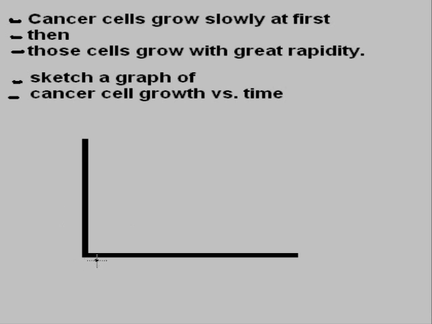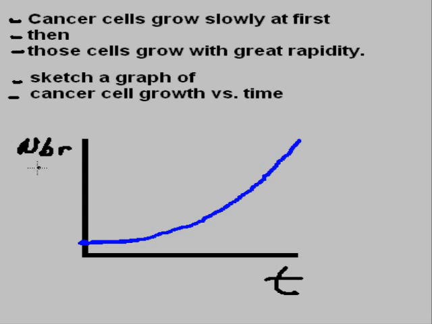Well, let's say there are some cancer cells to begin with, right here, and they grow slowly with time. They grow slowly, but then with time, their rate of growth increases with great rapidity. And it does so with time. And here would be the time. And here would be the number of cancer cells.